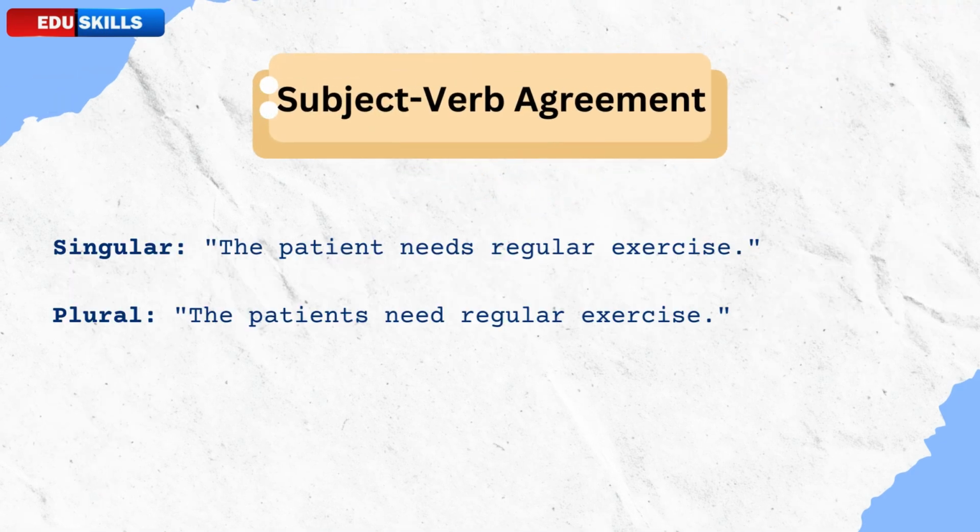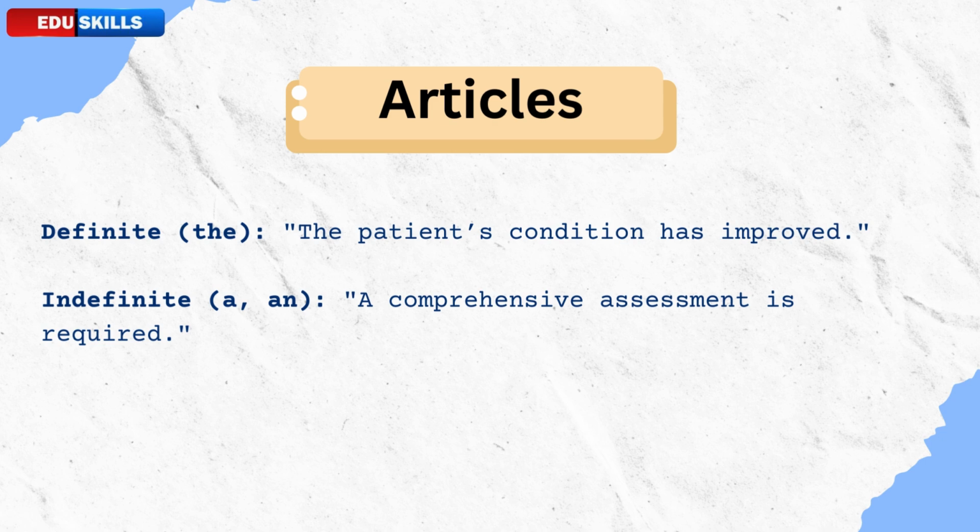Subject-verb agreement is crucial for clarity. Make sure your subject and verb agree in number. For instance, the patient needs regular exercise is correct for a single patient, while the patients need regular exercise is correct for multiple patients. Next, let's talk about articles.